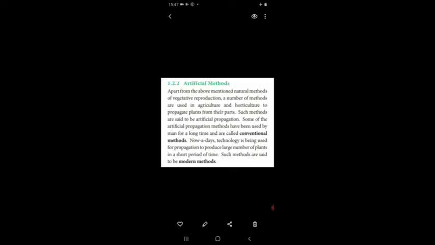So, the artificial method is again divided into two. One is the conventional method, another one is the modern method. The conventional method means a method which is used by man for a long period. But in the modern method, we are using science and technology techniques to produce new individuals on a large scale with a variable or desirable character, genetically variable character. That is called the modern method.